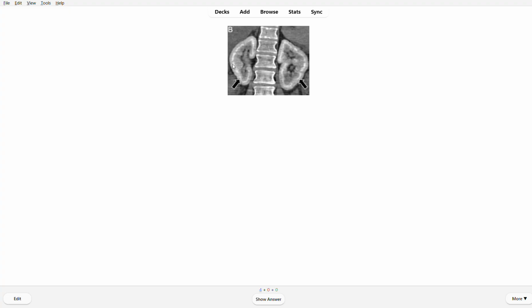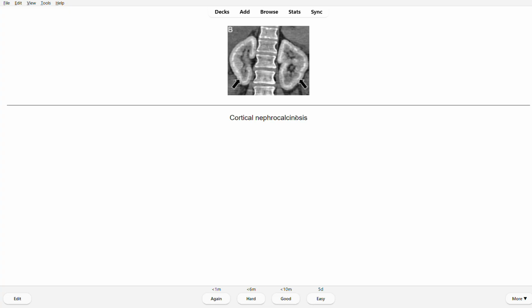Here it is the opposite. The cortex is calcified. The medulla is absolutely normal. This is cortical nephrocalcinosis.